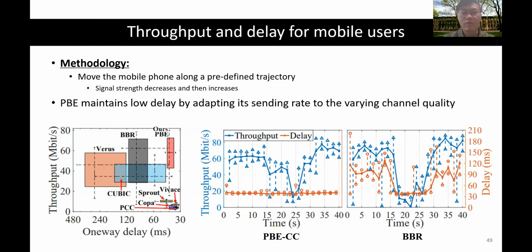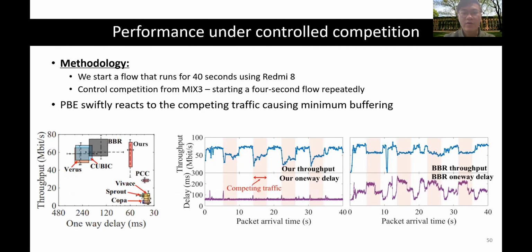We also tested the performance for mobile users. In this experiment, we moved the mobile phone along a predefined trajectory, where the signal strength decreases and then increases. The left figure shows that, in general, PBE achieves high throughput and low latency. In the right figure, we compare the performance of PBE and BBR along time. We observe that PBE can maintain low latency by responsively adapting its sending rate when the channel quality changes, but BBR cannot.